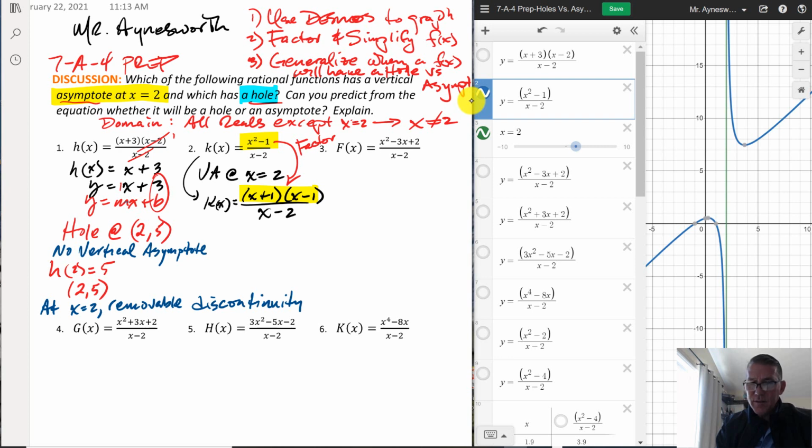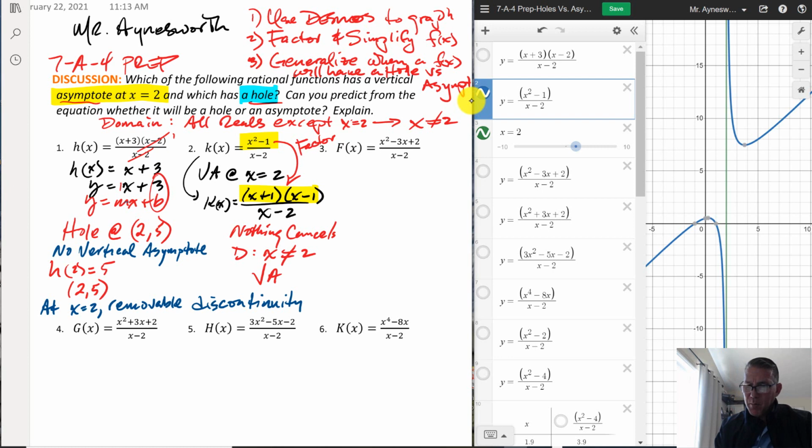And notice that nothing cancels. It's totally different than h of x, the first one. In the first one, the common factor of x minus 2 canceled. Here, nothing cancels, and the domain is all reals not equal to 2, and that means that we had a vertical asymptote.